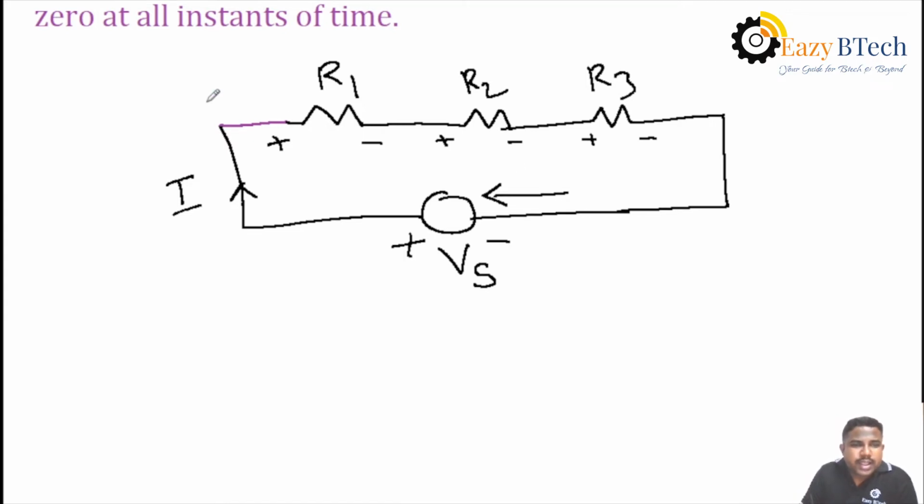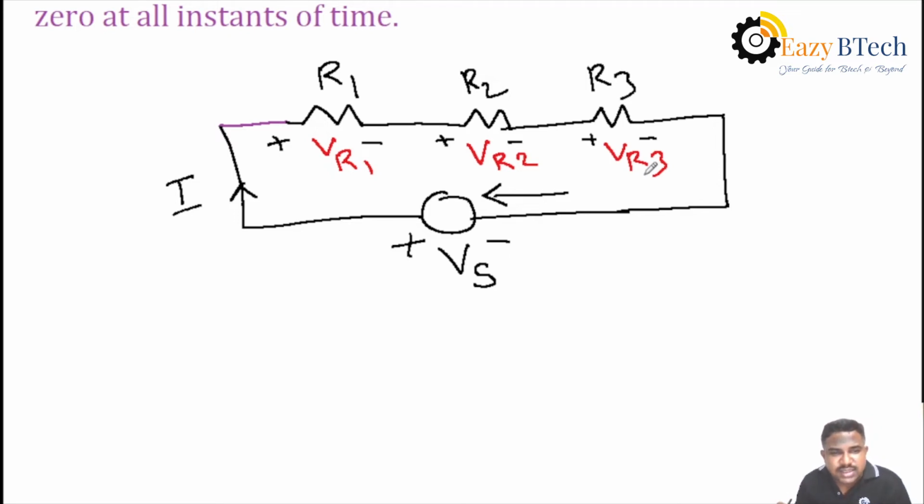Then, according to the property of resistance, whenever a current is passing through a resistance, a voltage is dropped across the resistance. For example, for R1 we take VR1, for R2 we take VR2, and for R3 we take the voltage drop VR3.